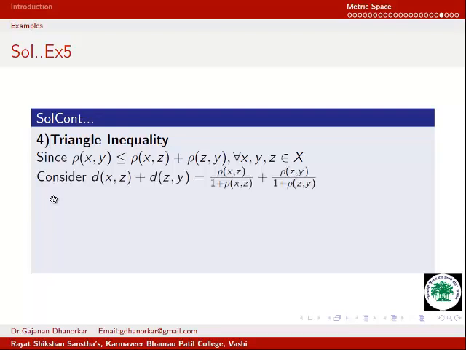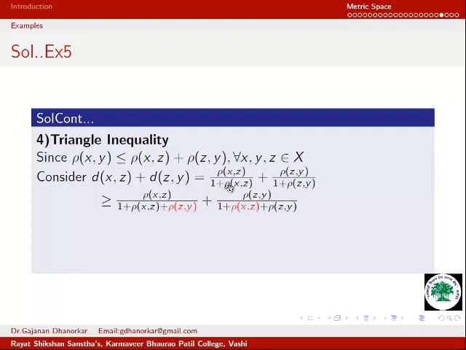Now I will consider d of xy. Instead of that, I will consider d of xz plus d of yz. What is the definition of d of xz? This is rho of xz divided by 1 plus rho of xz, plus d of zy, which is rho of zy divided by 1 plus rho of zy. Now here in this denominator I will add rho of xy, here in this denominator I will add rho of zy, and here also I will add rho of zy.